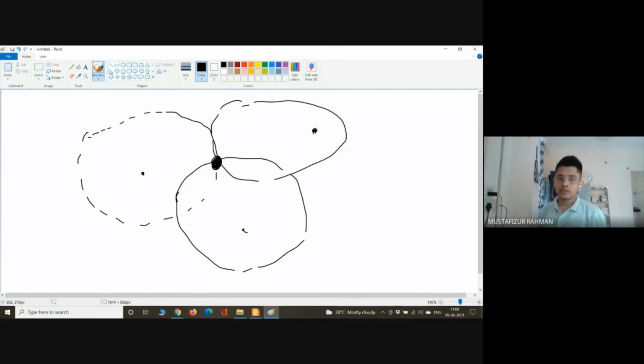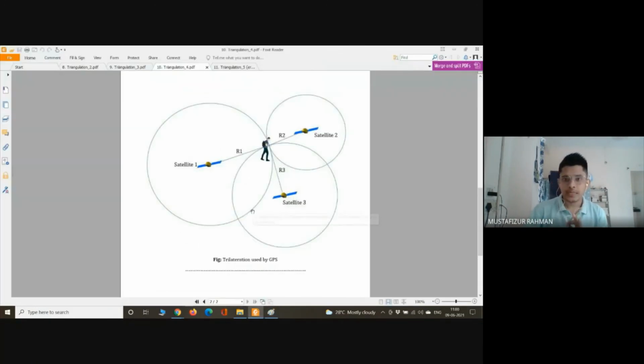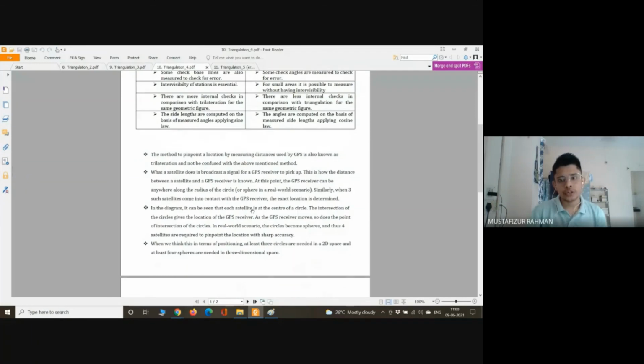So to find out the location of a point using GPS system, we need at least 3 satellites, and for proper working, we need at least 4 satellites. We will see that when we study GPS systems. But for the time being, you just know what is triangulation, what is trilateration, and this trilateration that we are studying now is different from the trilateration concept used in GPS system. So that will do for the time being.